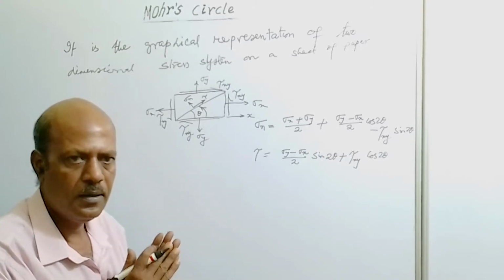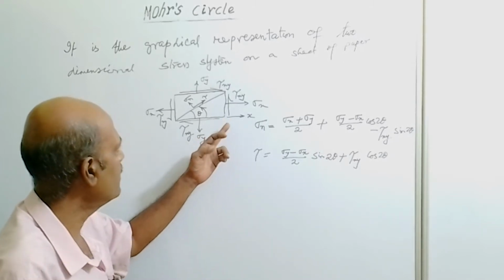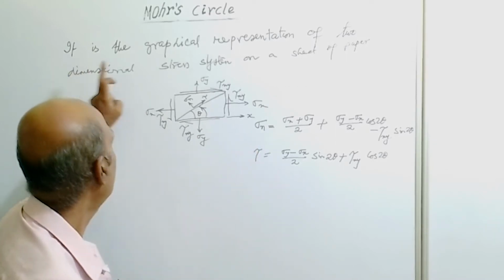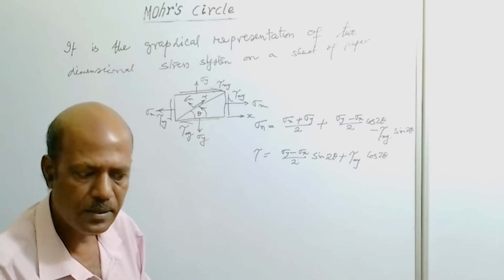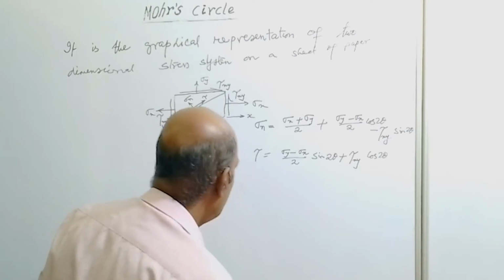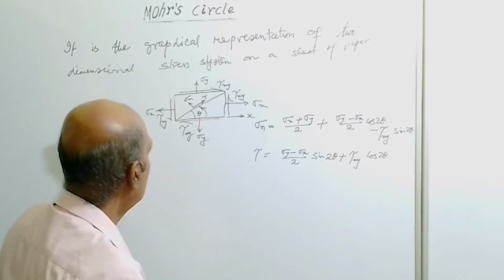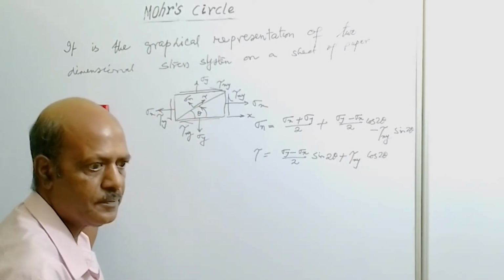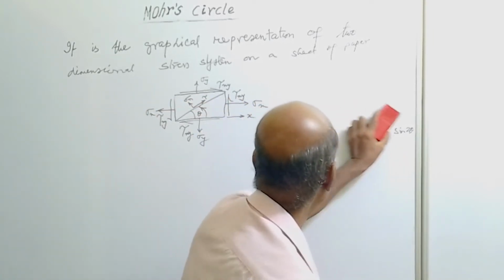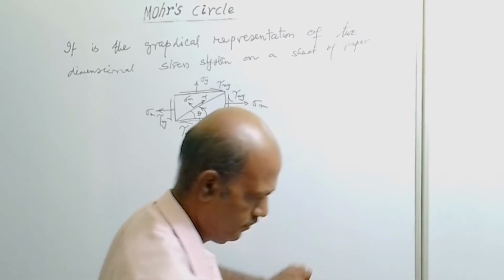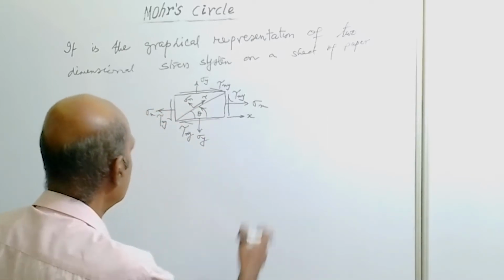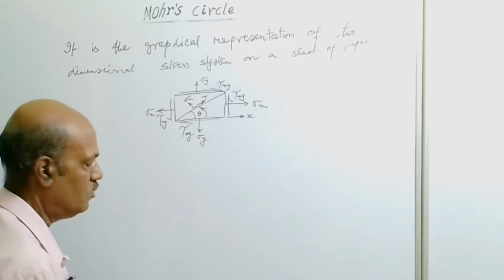But we can get these values, that is sigma n and tau, by using Mohr circle. How? That is a graphical method. It is given by Mohr, so that's why it is called Mohr circle, and we are going to see the basics of Mohr circle, how it is given by Mohr. So we have got the sigma n and tau value.